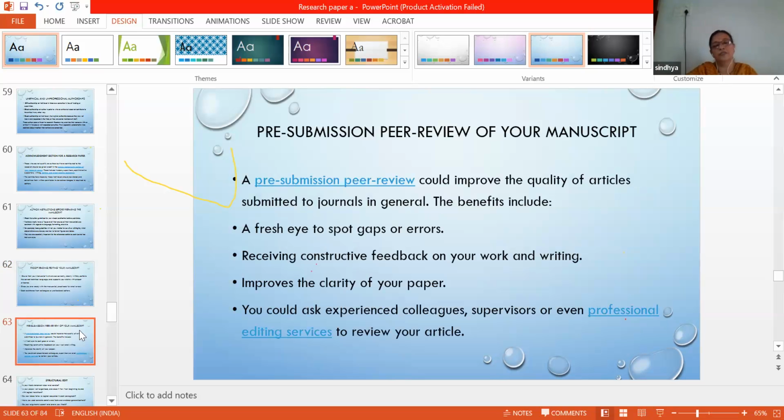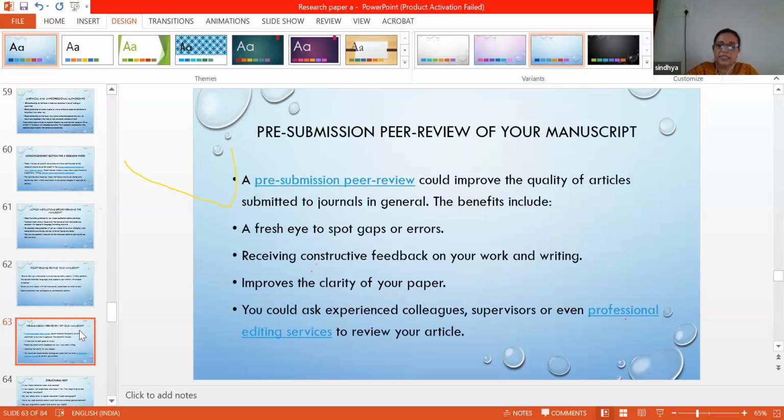If an institution has a peer review board, we can submit the manuscript to the peer review board, and the peer reviewers can give suggestions. Receiving constructive feedback improves the clarity of the paper.